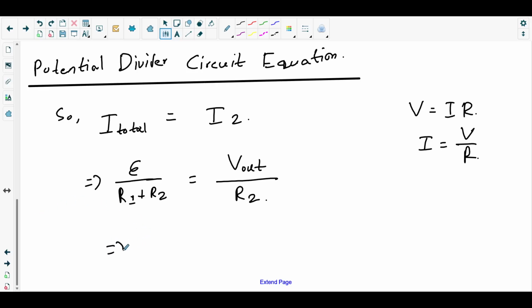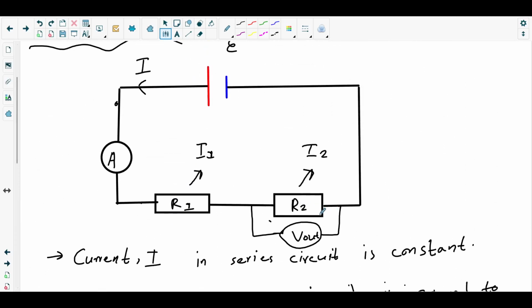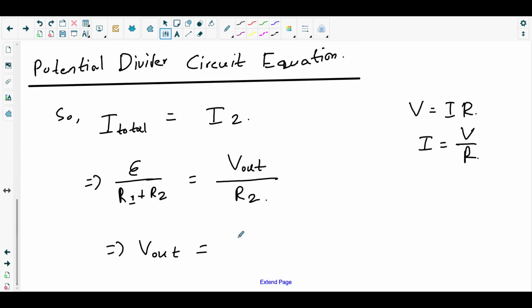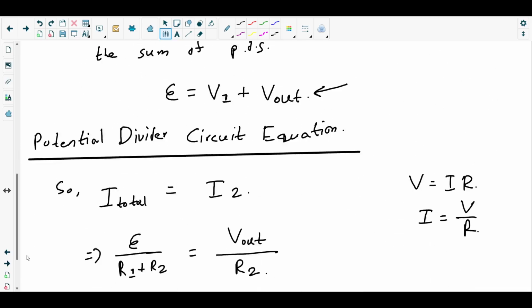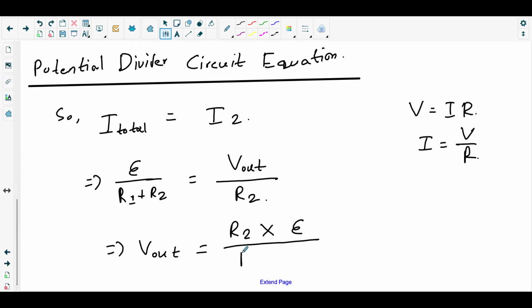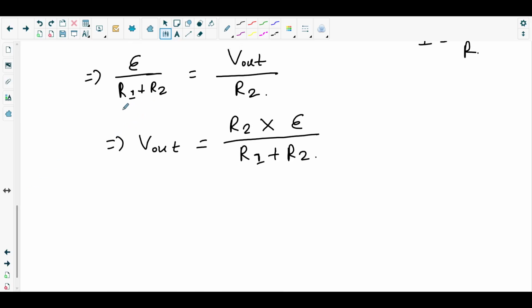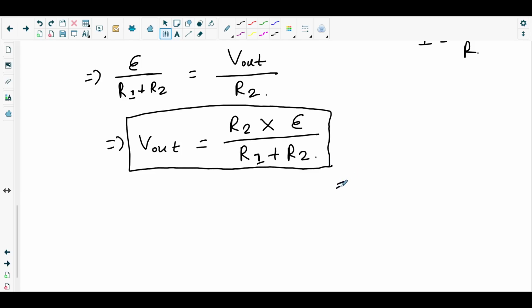We need the output voltage, right? So make V out the subject. V out equals the resistance of the resistor across which we are taking the voltage, this is R2, times the EMF, the input voltage, over the sum of the resistors, R1 plus R2. This is the potential divider circuit equation which will be required for understanding Thevenin's theorem. Okay, fine.